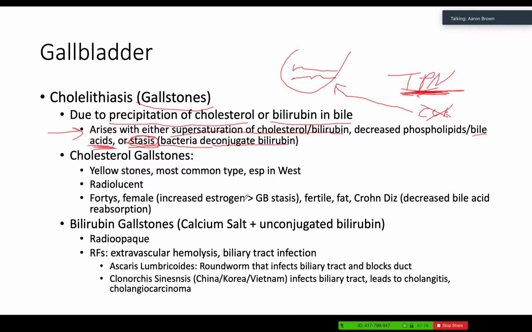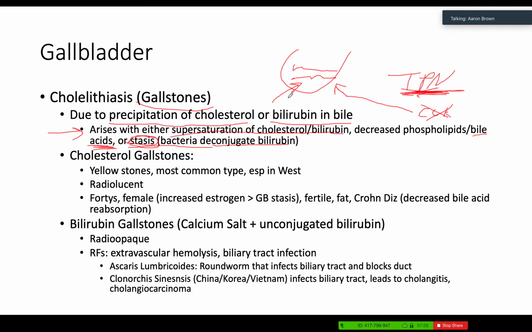Say a patient with sickle cell disease, where their red blood cells are being broken down at an elevated rate. You break down those red blood cells, that elevates your hemoglobin. Hemoglobin is going to be converted to bilirubin. Now you have a ton of bilirubin in that gallbladder. That's going to lead to stones. Okay. Decreased phospholipids and bile acids. Anything that decreases our bile acids can increase our risk of stones, because bile acids are in here emulsifying all that cholesterol and making sure that it's not too concentrated. And again, stasis, anything that prevents us from emptying our gallbladder at a regular pace, can lead to gallstones.